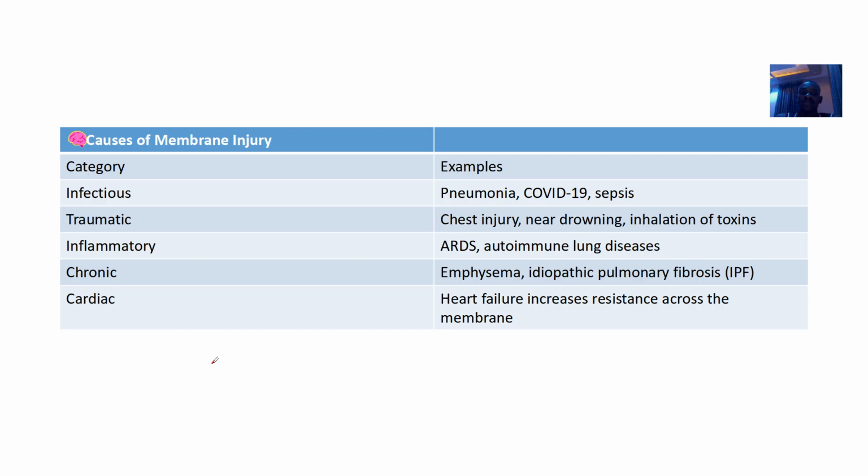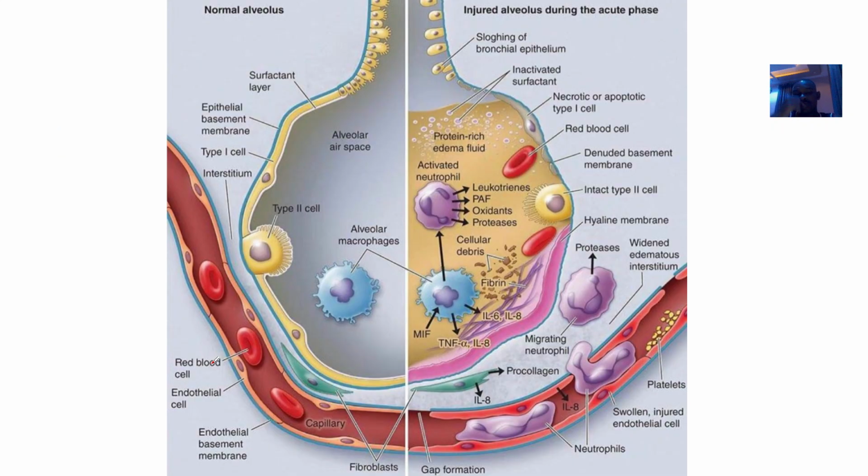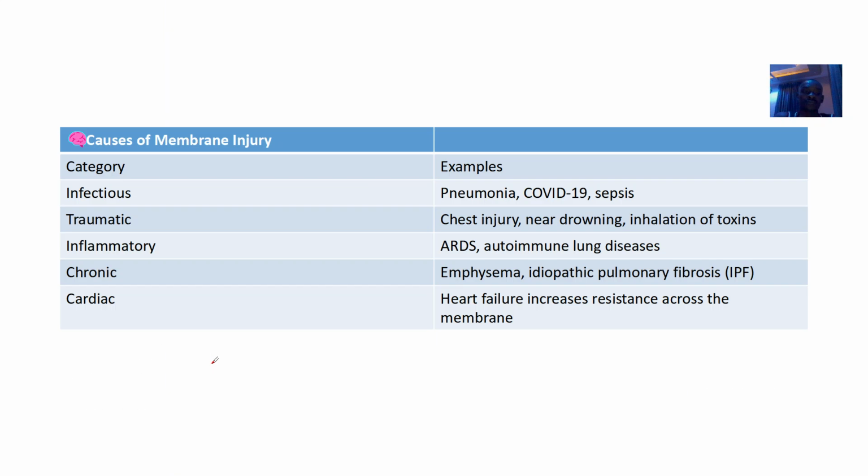You understand? So this is another picture showing you a normal alveolus and another alveolus that has been damaged. It shows a lot of things that have infiltrated into the alveolus, including fluid. We have fluid occupying where air is supposed to be. So such a person is having shortness of breath. You understand? So what could cause all those issues?